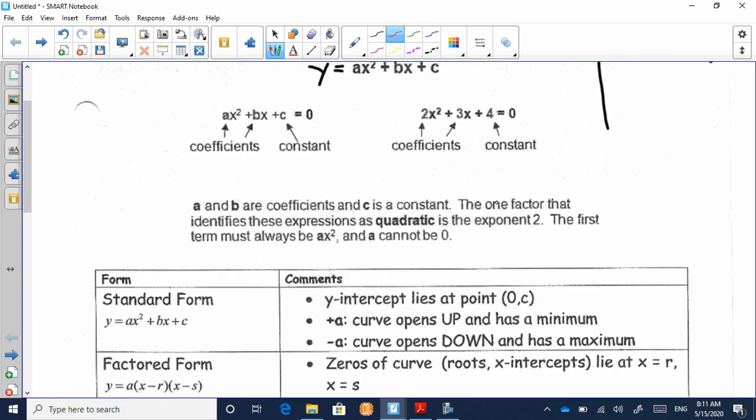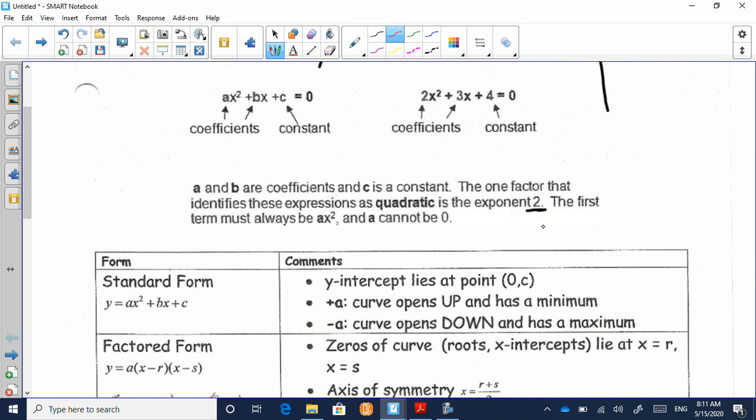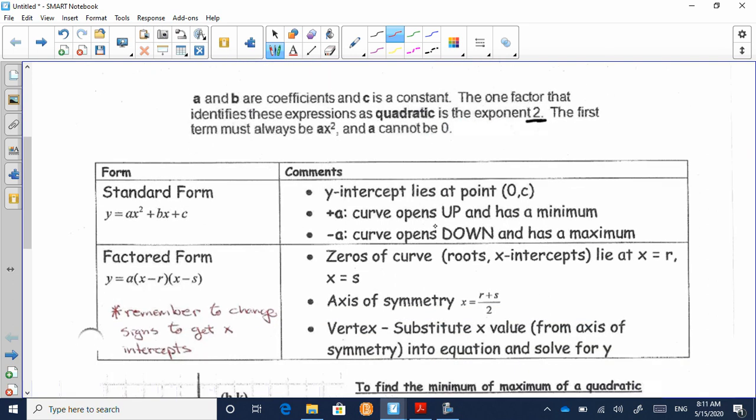So it says the one factor that identifies these expressions as a quadratic is the exponent 2 on the x. So the first term must always be ax squared, so a cannot be 0. If a was 0, then it would be a linear function. Okay, so a couple other things.